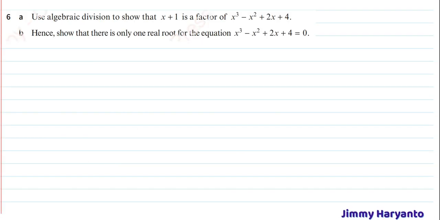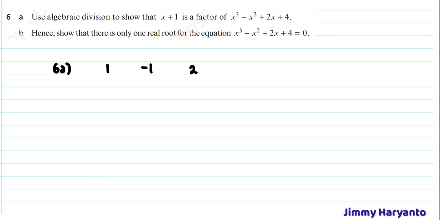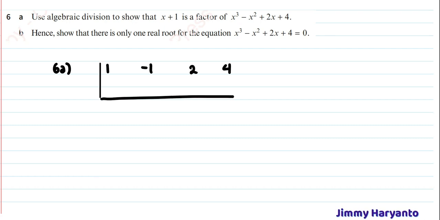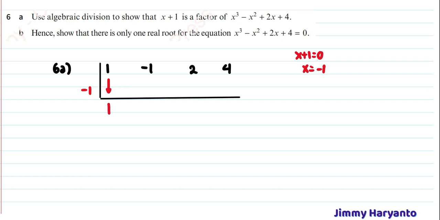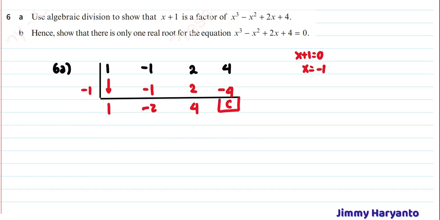The last question is 6. Show that... okay, same thing. 6a: 1, negative 1, 2, and 4, divided by x plus 1. x plus 1 equals 0 means x equals negative 1. So negative 1 is right there. This is 1, negative 1, and then negative 1, negative 1, negative 2. Negative 2 times negative 1 equals 2. 2 plus 2 equals 4. 4 times negative 1 equals negative 4. You add 4 and negative 4, you will have 0. Because the remainder equals 0, that means x plus 1 is a factor.